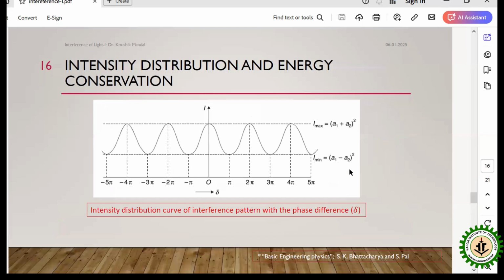If we plot this result, the resultant intensity I in terms of the phase angle, we can observe that when delta is an odd multiple of π, you have the lowest intensity, that is I min equals (A1 minus A2) whole square. And I max appears when delta is an even multiple of π, which is equivalent to a path difference of an even multiple of λ/2. So this is the distribution of intensity with the phase angle delta.